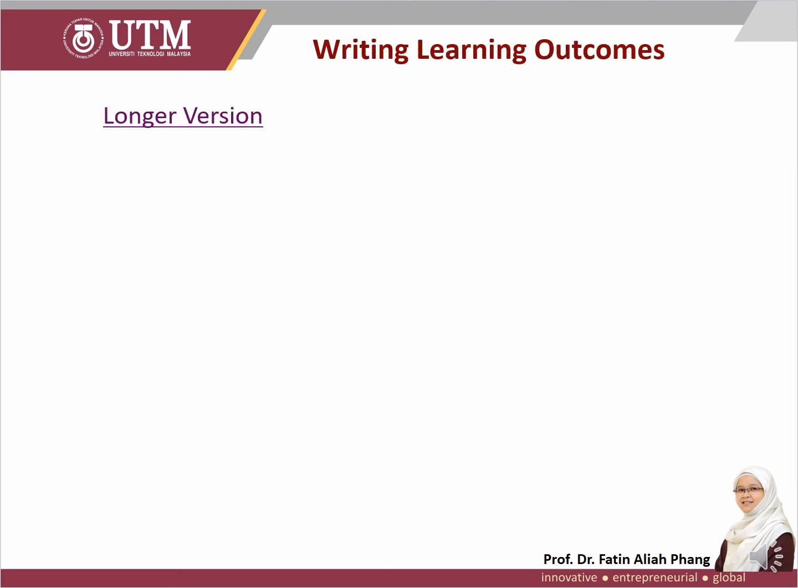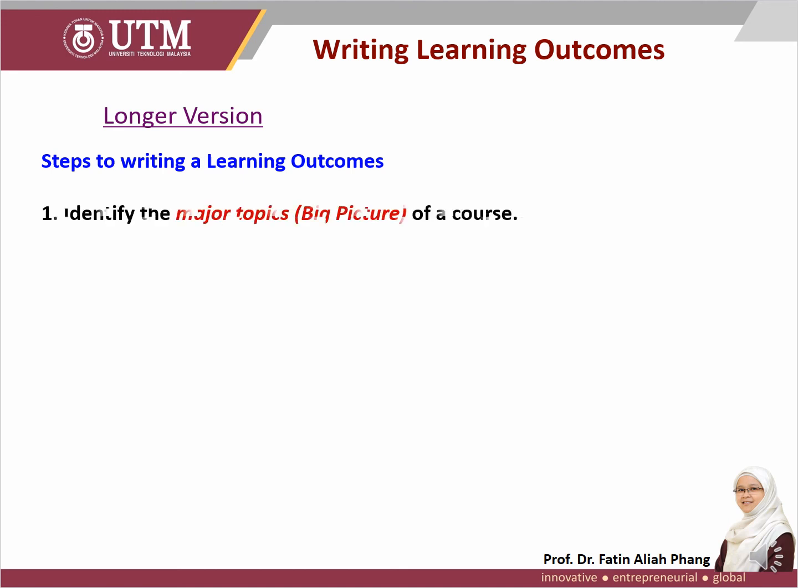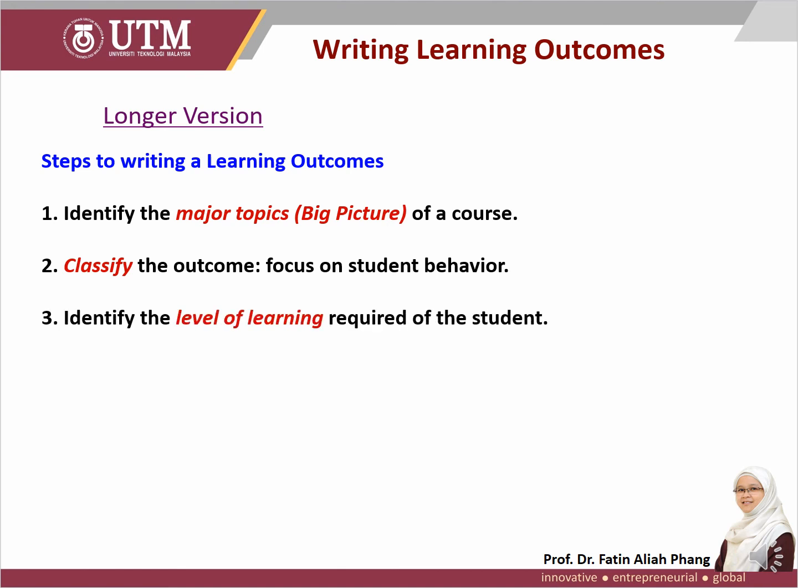Now let's try again, a longer version. So here are the steps you can use. You identify the major topic. So in one course, what is the big picture, what do you want to achieve at the end? Classify the outcomes, focusing on student behavior, what you want to measure. Okay, and then identify the level of learning, to what extent, to what degree, and choose the specific action verb for each outcome.